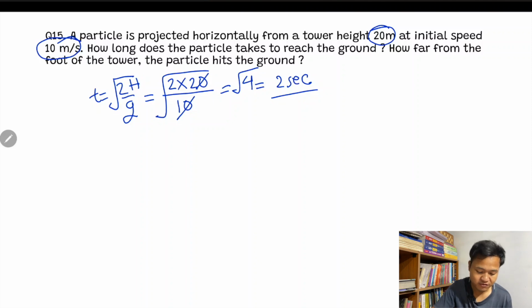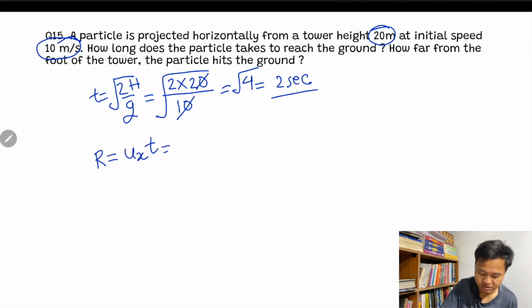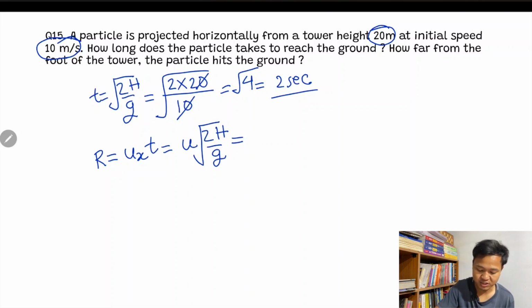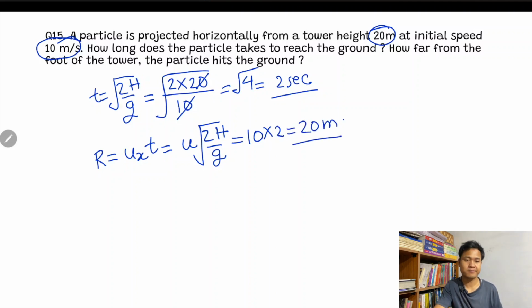Next question: how far from the foot of the tower will the particle hit the ground? See, that is the range, and we know the range formula. So ux into t, right? So that means u into root over 2h by g. The time is 2 seconds, and the initial velocity u is 10. So 10 into 2, which means 20 meter. Okay.